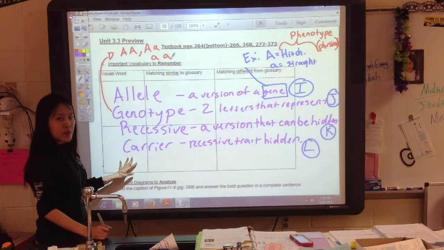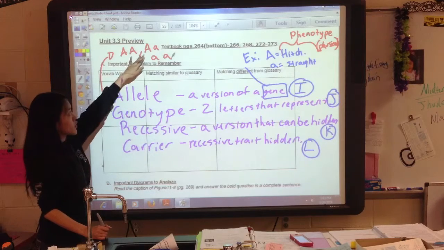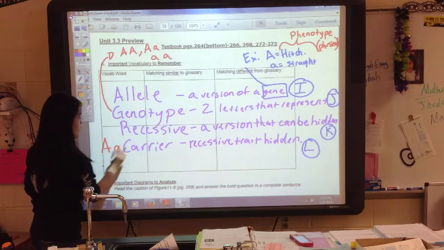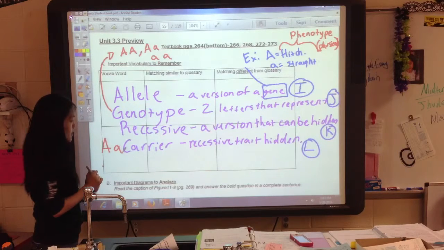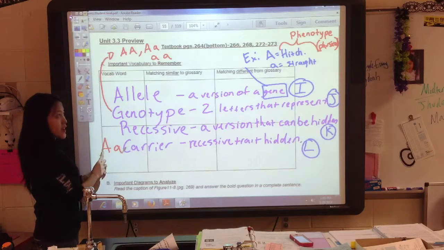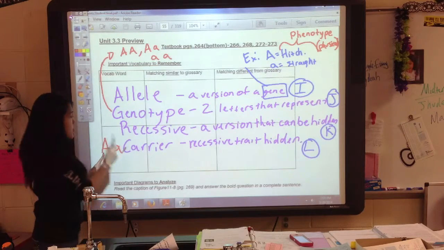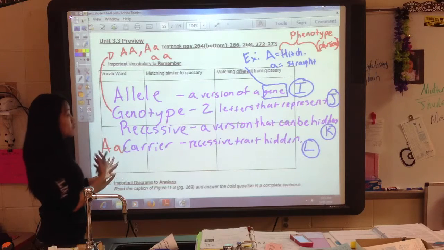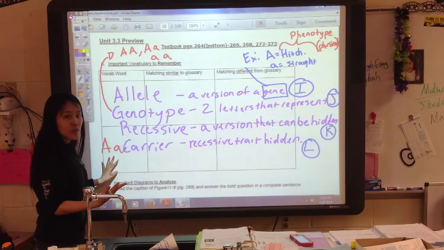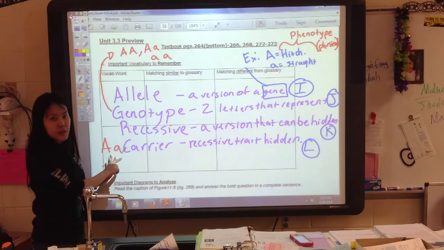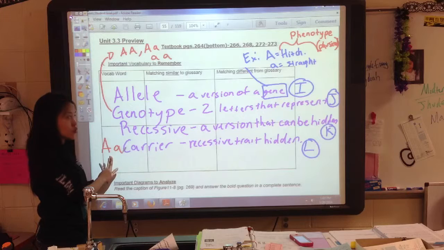Then the last vocabulary word, carrier, actually refers to this genotype right here, big A, little a. And this means that I have an allele, a version of a trait that says I can roll my tongue. But I also have an allele that says I cannot roll my tongue. What is my phenotype? What will I actually display? What will I show? I will actually be able to roll my tongue, but I can pass on the trait for not being able to roll my tongue to my children.